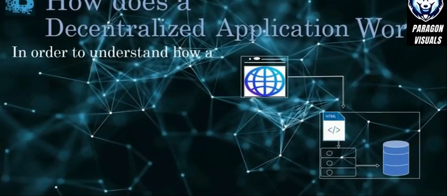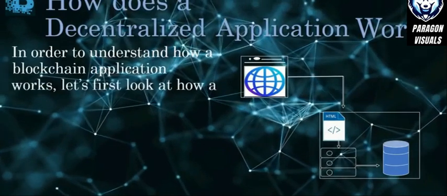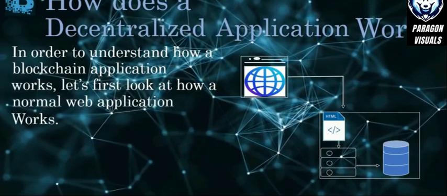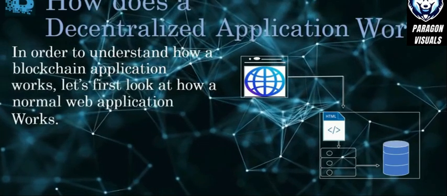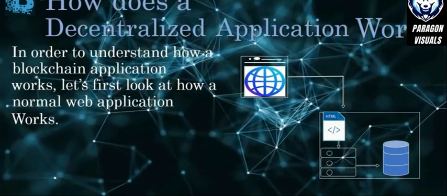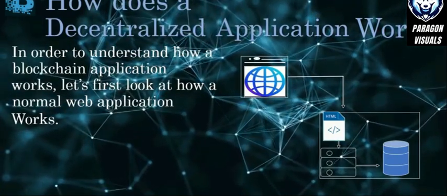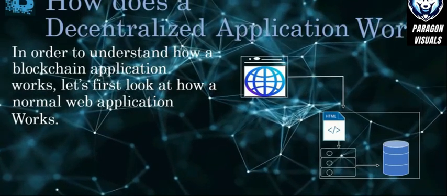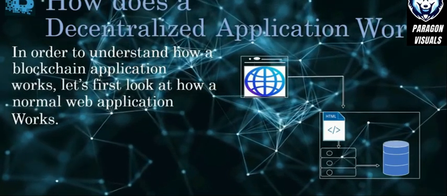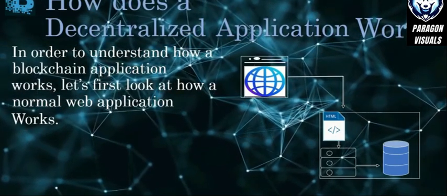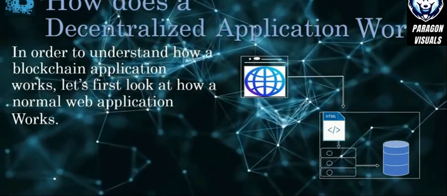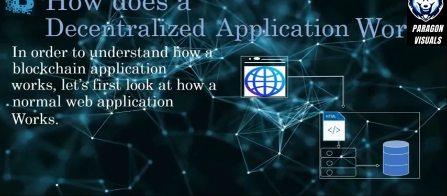In order to understand how a blockchain application works, let's first look at how a normal web application works. Normally, when you interact with a web application, you use a web browser to connect to a central server or a network. All the code of this web application lives on this central server, and all the data lives in a central database. Any time you transact, your application must communicate with this central server on the web.